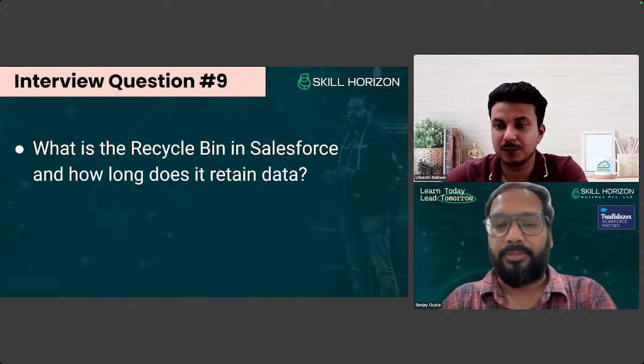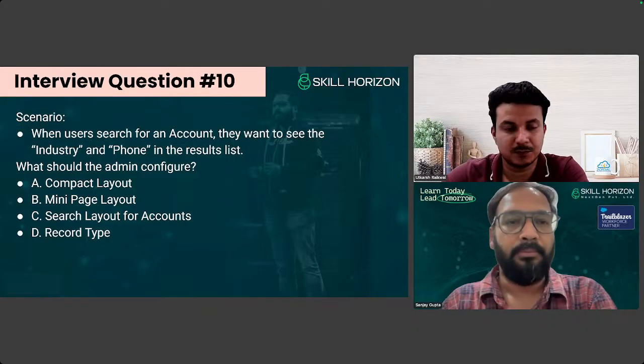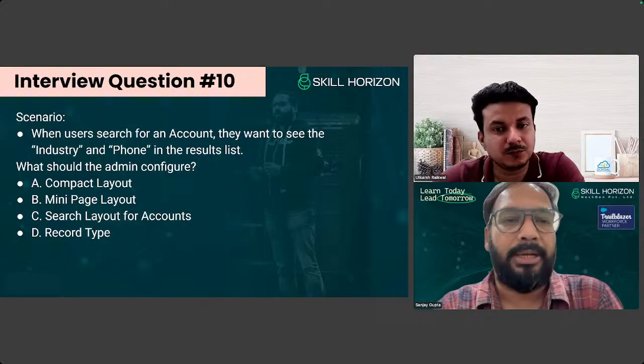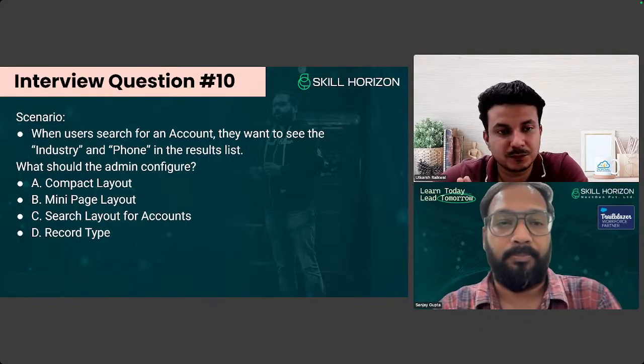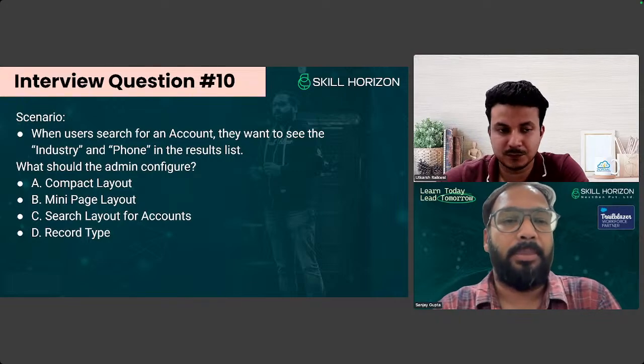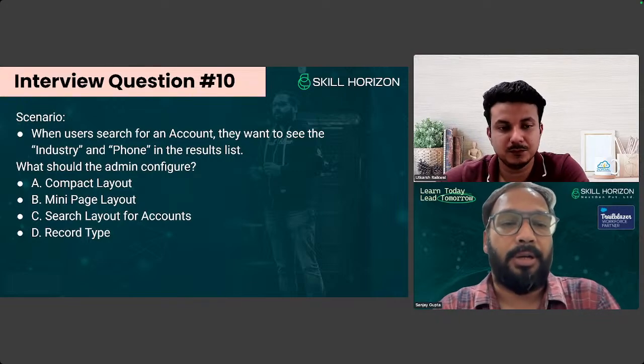Okay, moving on to the next question. When users search for an account, they want to see the industry and phone in the result list. What should the admin configure? So compact layout, mini page layout, search layout for accounts, and record type.